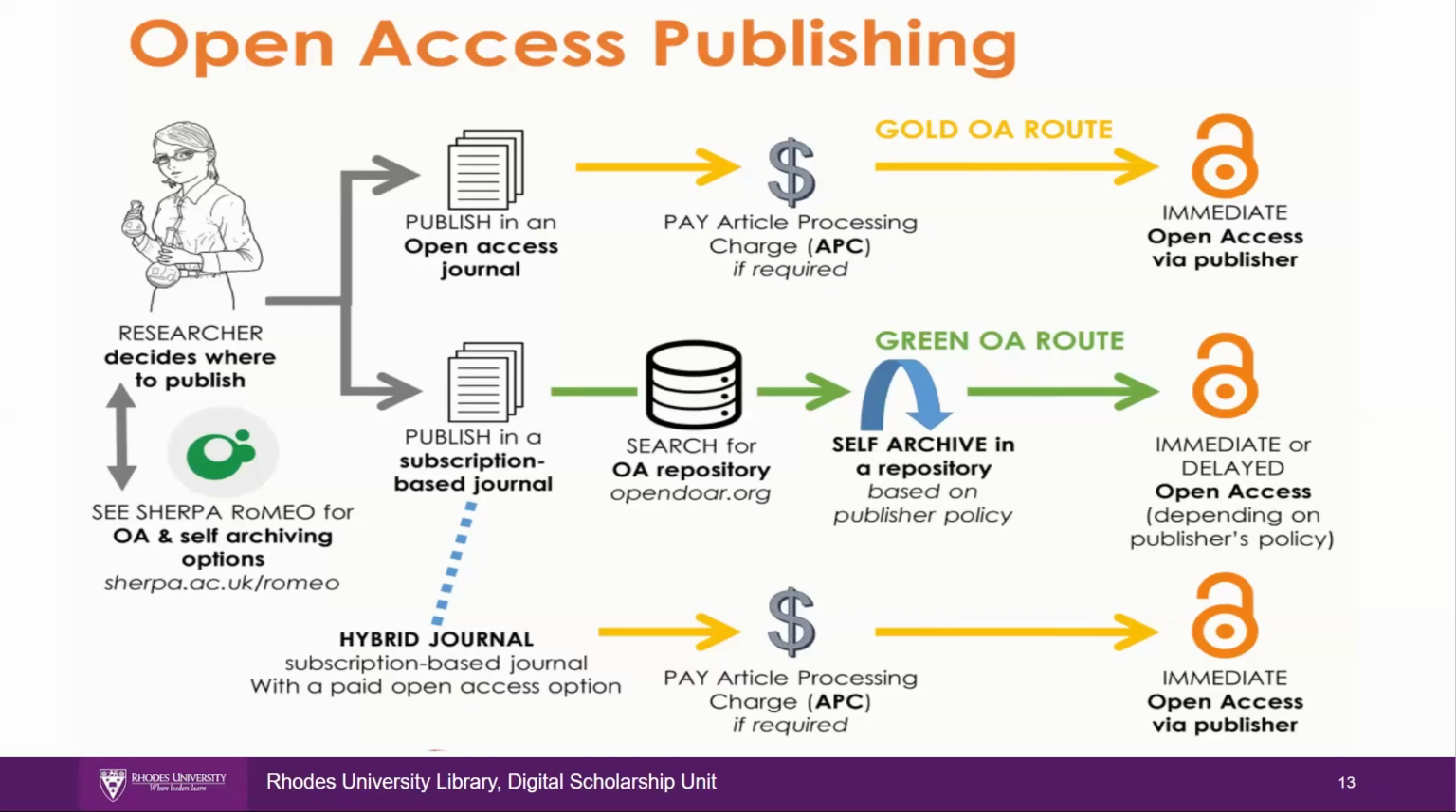Then we have the green route, which is our institutional repository, which may have embargoes depending on the researcher, whether they want, for example, the master's thesis to be put under an embargo period, for example, for 6 months until it's accessible. And then it says immediate or delayed access depending on the publisher's policy. The hybrid journal, which is subscription-based, has article processing charges. Although it's subscription-based, when article processing charges are paid for the open access option, it becomes openly accessible.